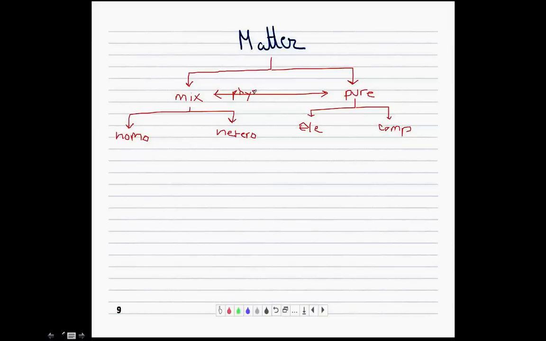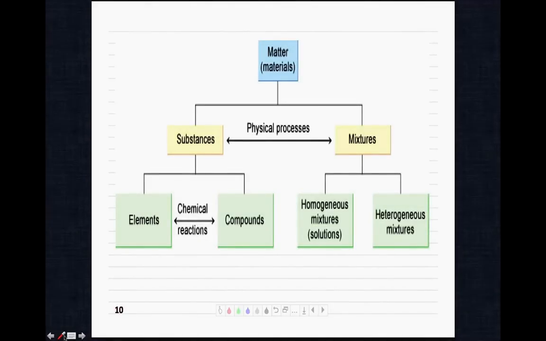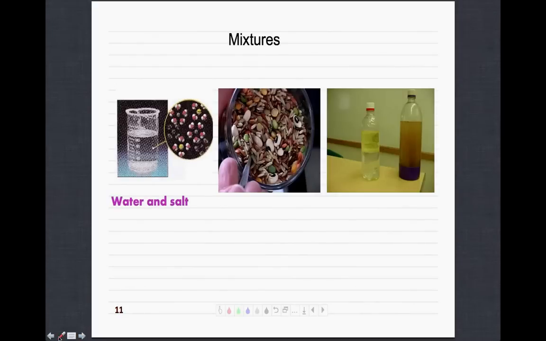I already have a slide for you, writing it in a better way, in case you can't read my handwriting, although I don't think so. So this is another slide that shows you all what I've drawn there. So this is matter. What we're going to begin with is mixtures. Examples of that are water and salt, this mixture of beans, oil and water. Here we have sand and water. So all of these are mixtures.